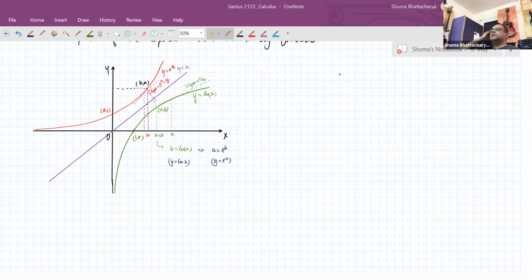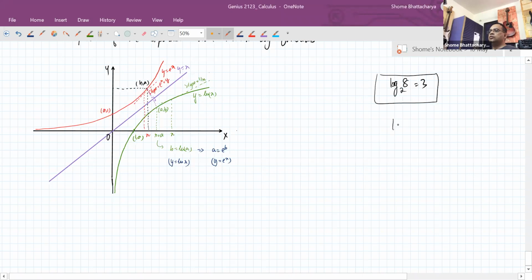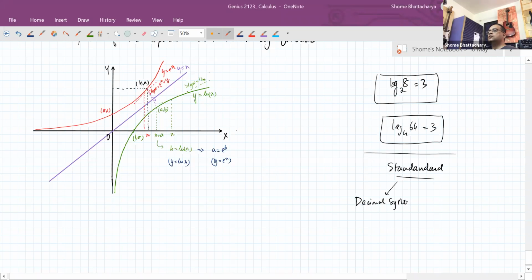It's not that we take only to them. We can take log to any base. For example, log of 8 to the base 2 is 3. Or log of 64 to the base 4 is 3. That's perfectly fine. But the standard values that we take: one is that when we go with the decimal system of numbers, we take log to the base 10. And the other is when we go with the natural log, we make use of the exponential number.